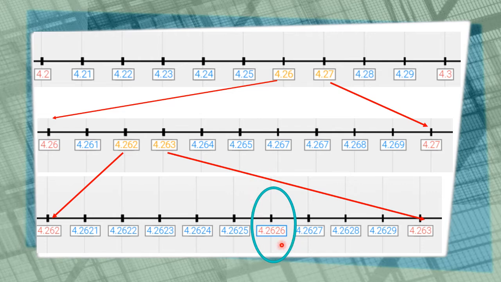And circle this number. This is the required number which determines the number 4.26 bar on the number line. So we have represented 4.26 bar on the number line up to 4 decimal places.